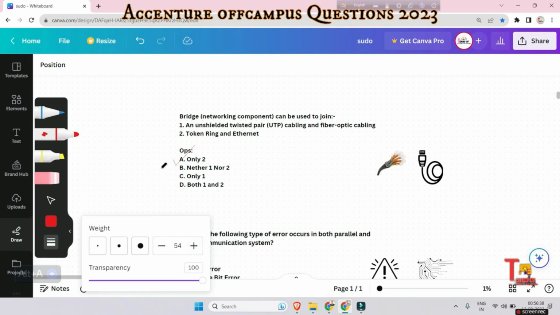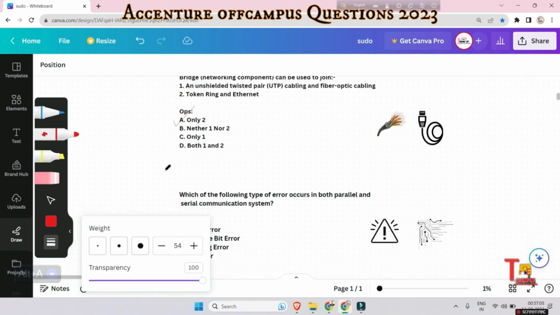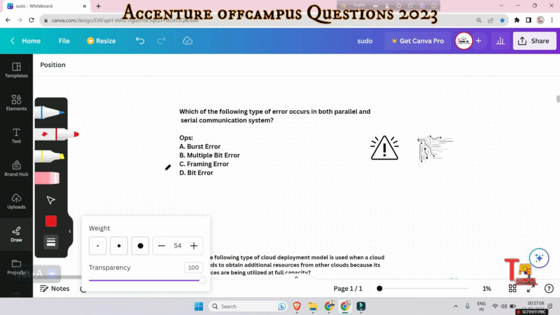Actually, a bridge is a networking component that can be used to join different types of network segments, such as token ring and Ethernet, and it operates at the data link layer, layer 2 of the OSI model, right? And it is capable of filtering and forwarding traffic between segments based on MAC addresses, right? I hope you have got the answer. So let's go to the next question.